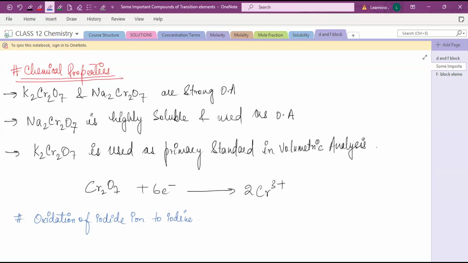And in volumetric analysis, have you done the volumetric analysis in your school, in your laboratory? Anyone? Titration, have you done? Yes, ma'am. Okay. So why is potassium dichromate used as a primary standard in volumetric analysis? Do you know why it is used?